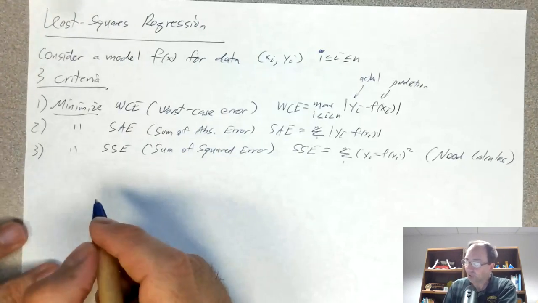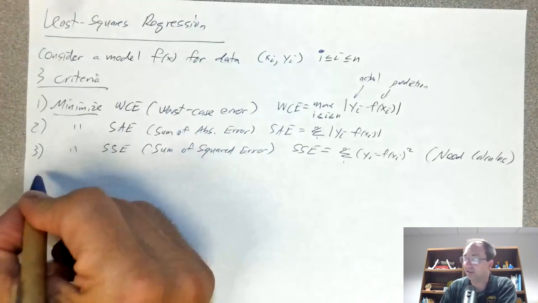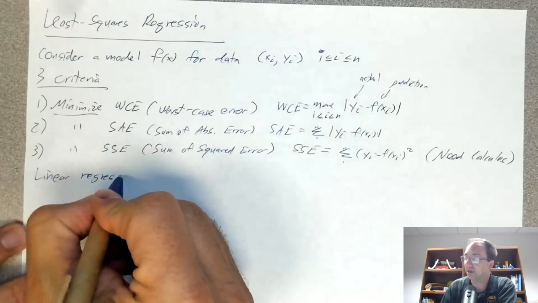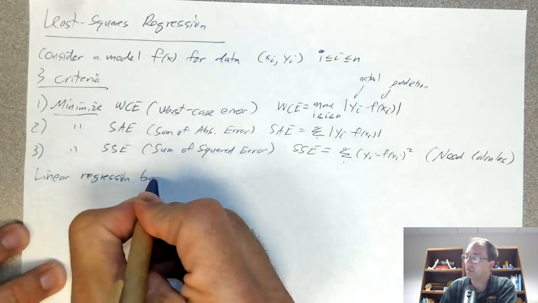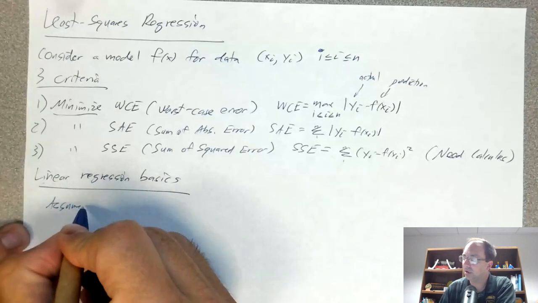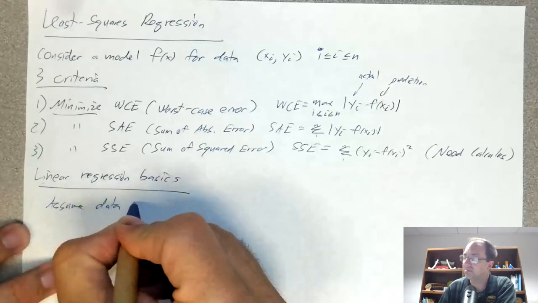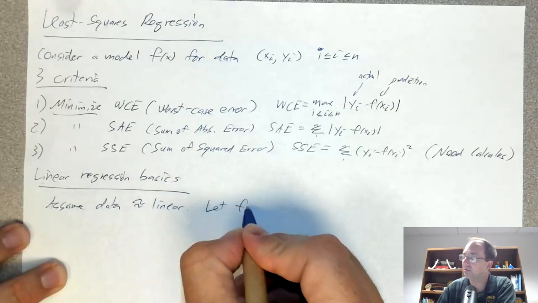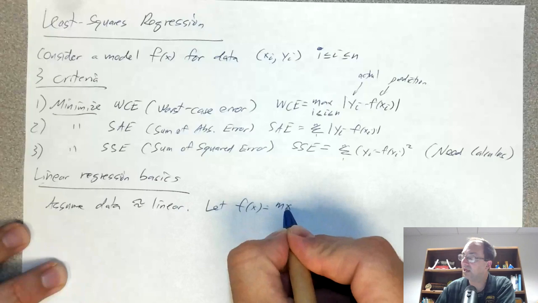So in particular, we're going to look at linear regression. And we're just looking at the basics today. And so we're going to assume that the data is approximately linear. And so we're going to let our model be of the form mx plus b.